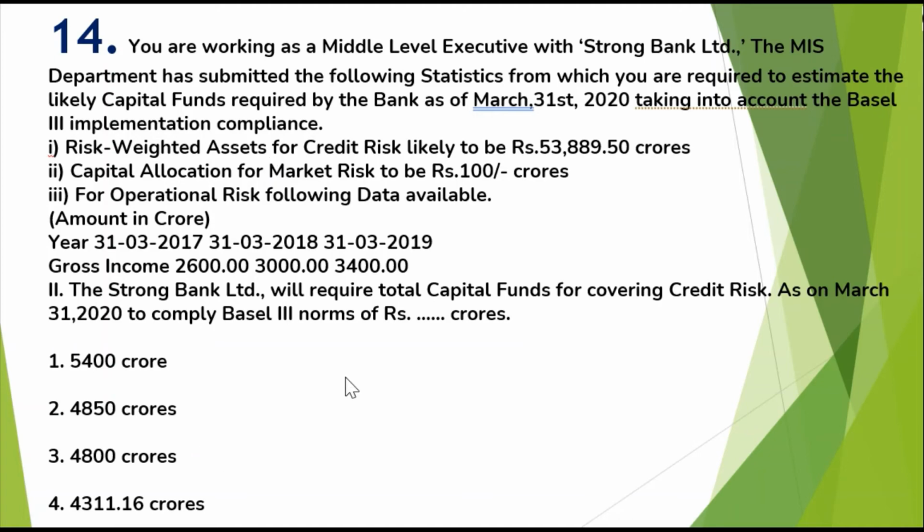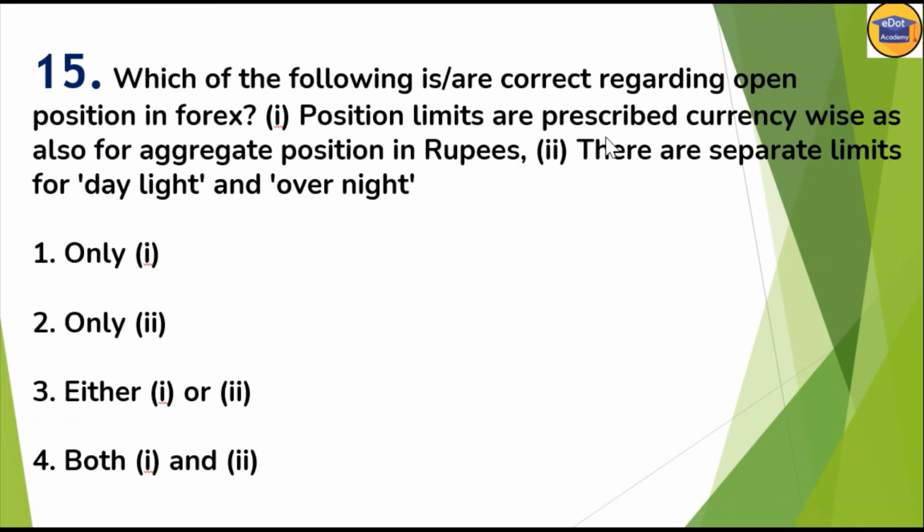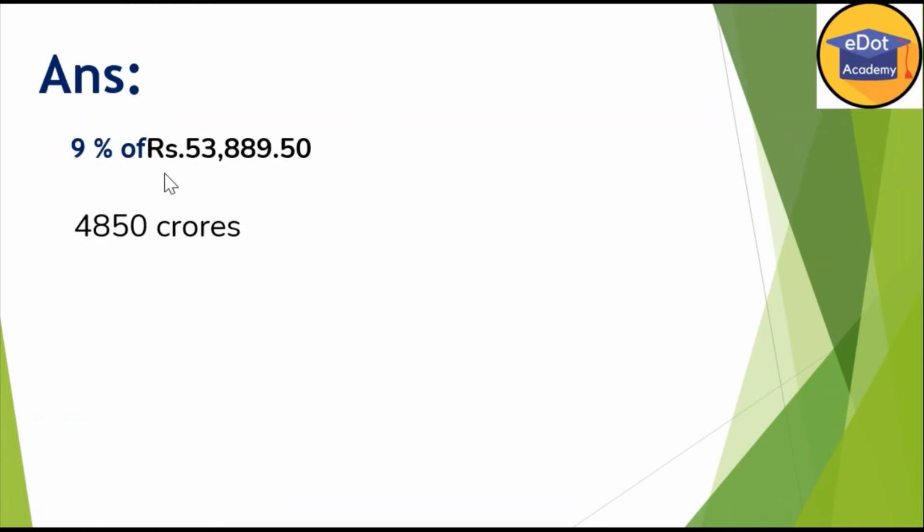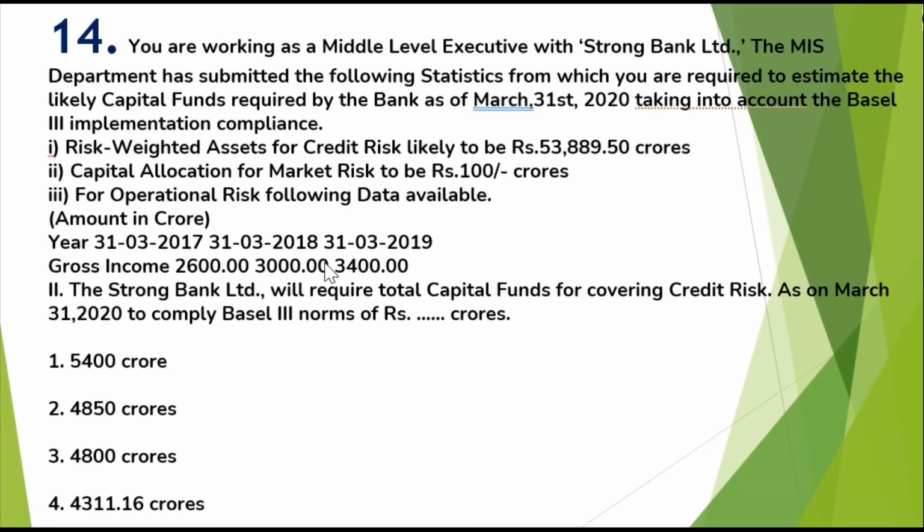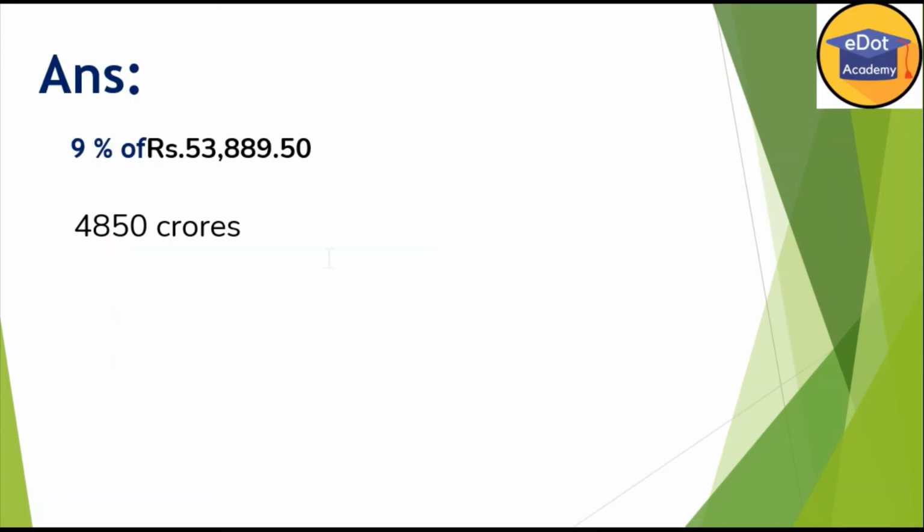So the capital fund for covering credit risk will be 9%, because the RWA is already given here. So we have to take 9% of 53,889.50. If we calculate and round up, we get 4,850 crore. So option second is correct here. Okay, so 9% we have taken here, and we got the answer 4,850 crore.